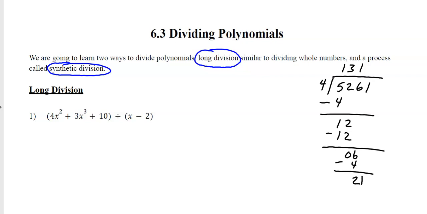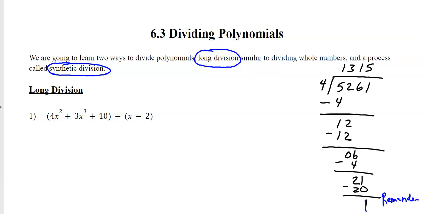Slide the 1 down. 4 goes into 21 5 times. And 5 times 4 is 20. And then there's 1 left over. This little 1 we refer to as the remainder. So that is the remainder.